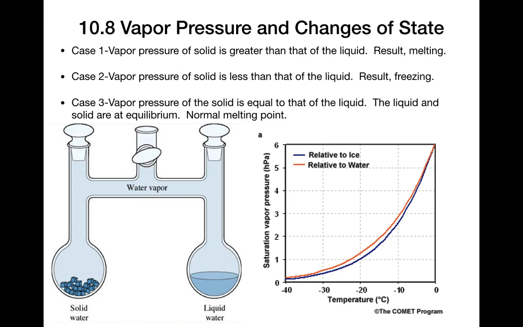At above 0 Celsius, they actually change places, and the ice has a higher vapor pressure than the water, and as a result we would see water from the ice side changing over to liquid water, and that would be melting. So that's kind of one way to understand melting. The normal melting point then would be when the vapor pressure of the solid is equal to that of the liquid.